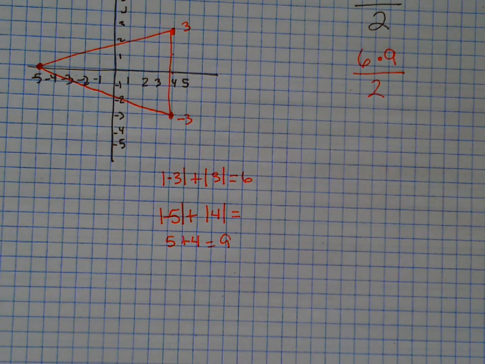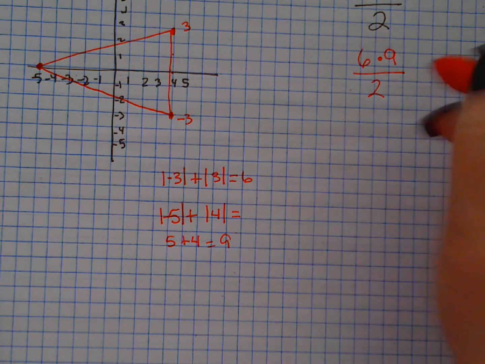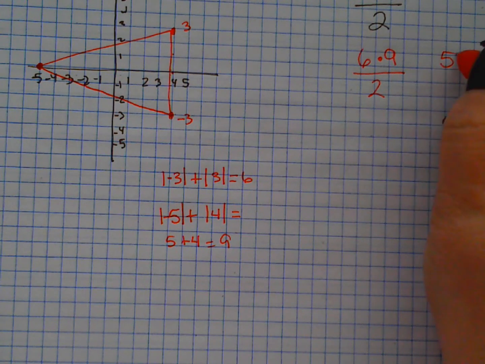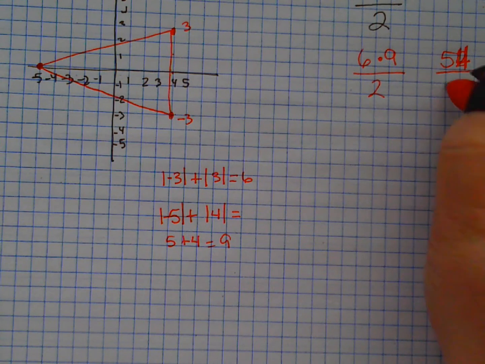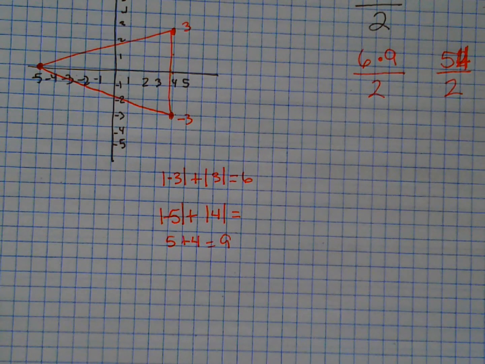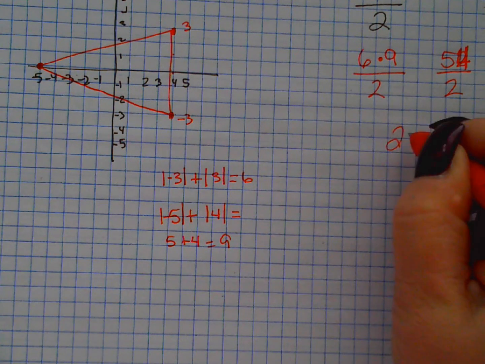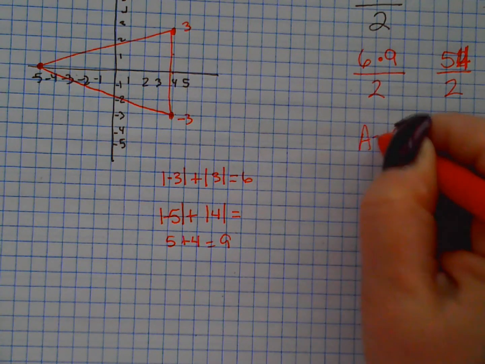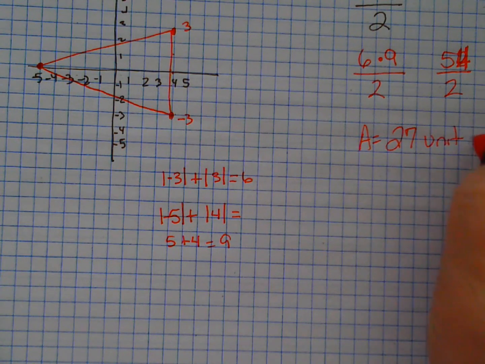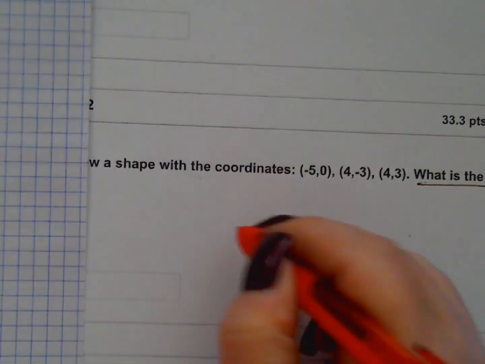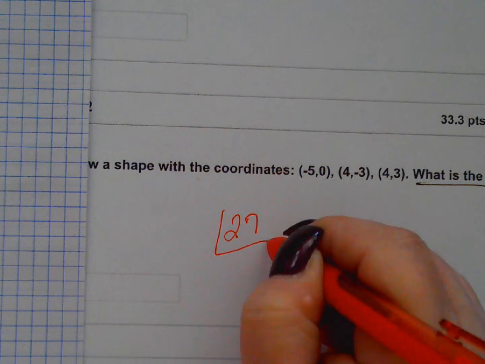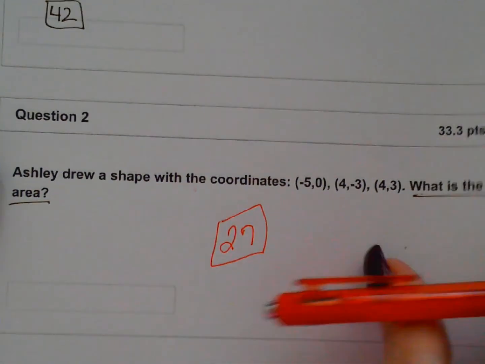Okay, so now I have 6 times 9. You should get 54. Oops, sorry. I wrote 52. 54. And it's still going to be divided by 2. And when I divide 54 by 2, I get 27. So my area equals 27 units. But all you need to put into the computer is 27. All right?